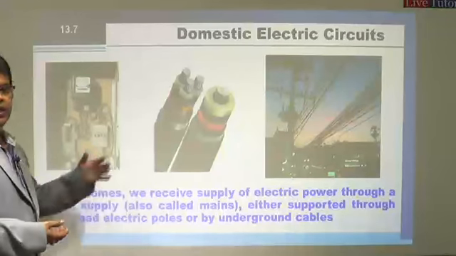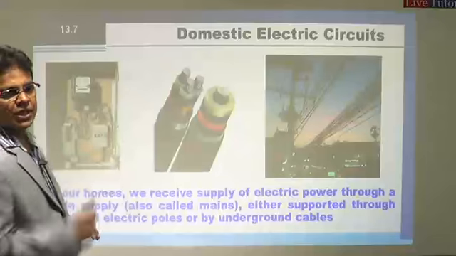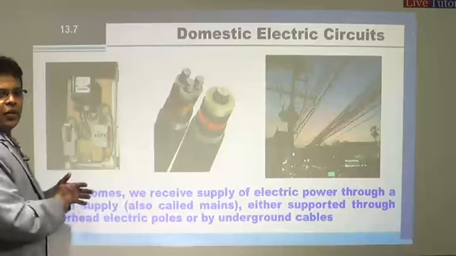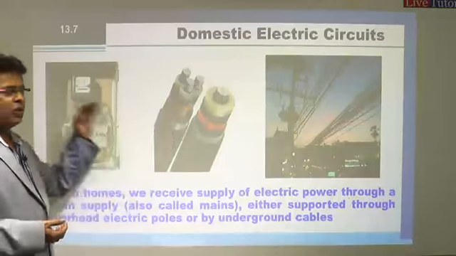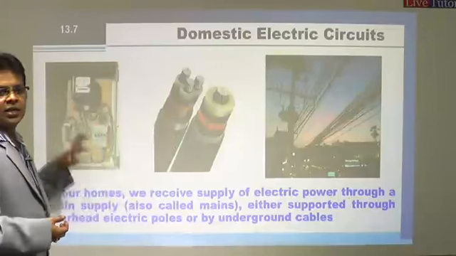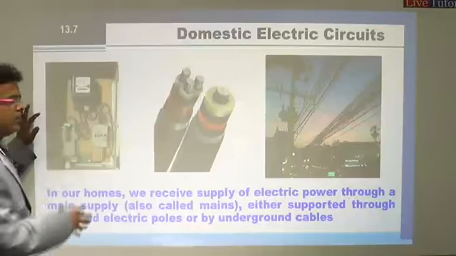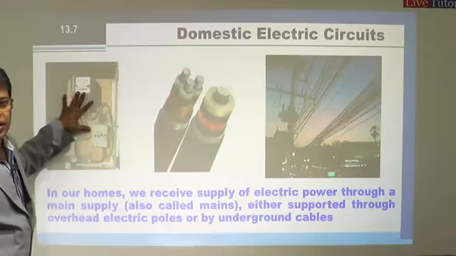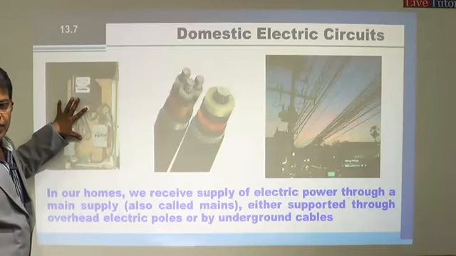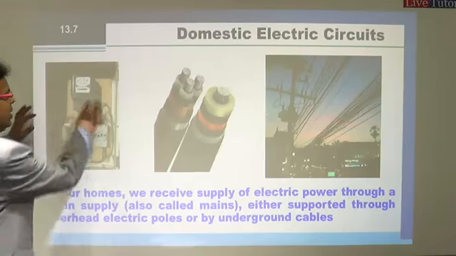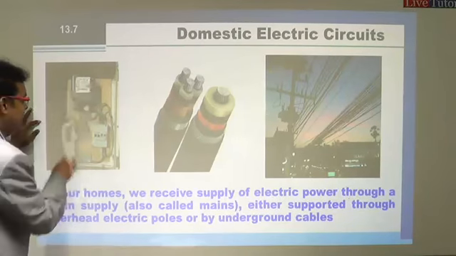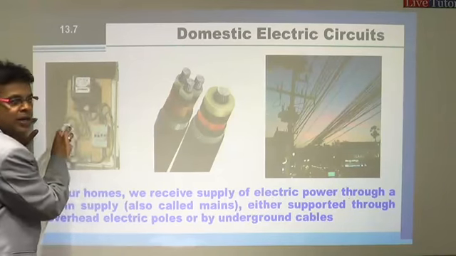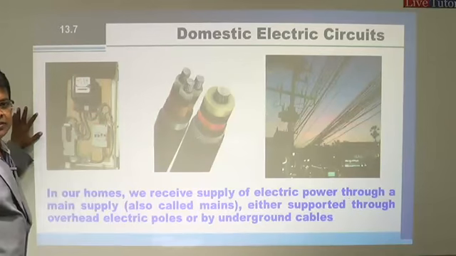Here we know how we get the power supply from the power station, right? In our home, we receive power supply through a main board. We call it AC mains. This is the main board, right? Through this main board only we get the power supply. We know that there will be a meter and a plug carrier there, isn't it?